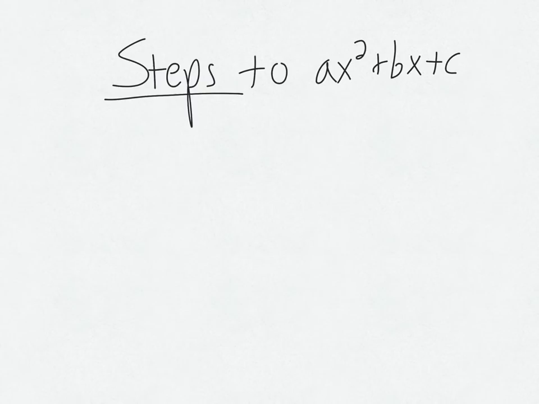Alright, so let's just list these out so we can keep track. By the time we get to the end of the chapter, I'm going to have a final steps list to go through for any factoring problem. So this is not the final list yet, but this will help us in the meantime as we're in this section. So step 1, we're going to multiply a times c.